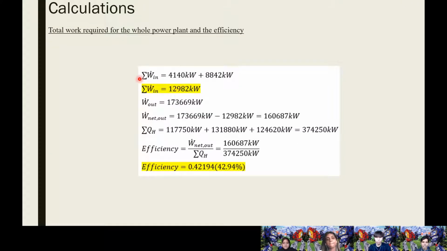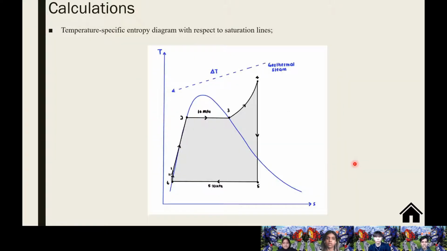And this is the total work required for the whole power plant. And we also calculate the efficiency of the power plant, which comes to 42.94%. And here is the temperature specific entropy diagram with respect to saturation lines.